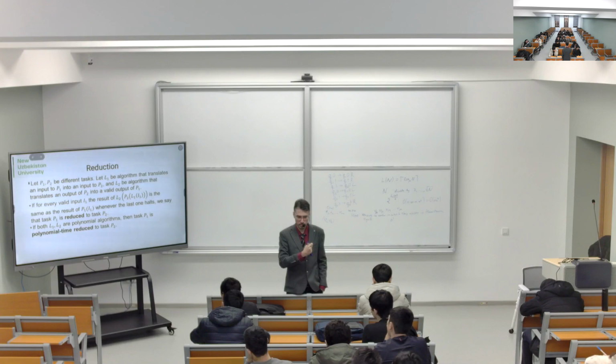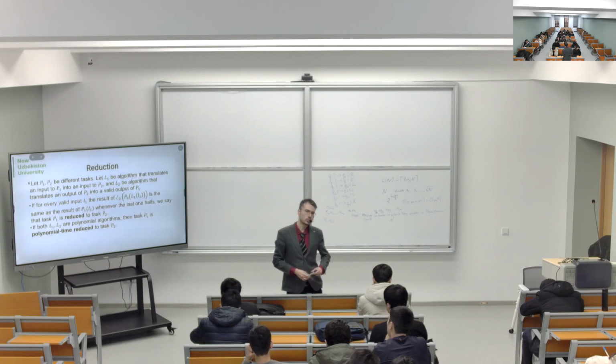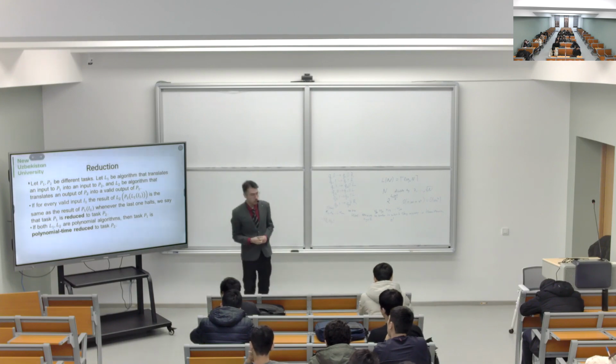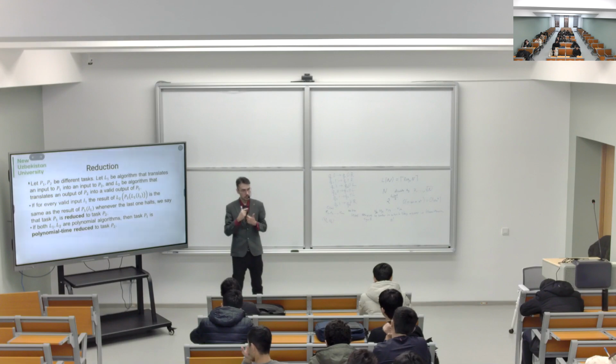Okay? If the time complexity of L1 and L2 is less than the time complexity of P2, then we can say P1 is not harder than P2. That's the whole point. So we need some formalization to use other tasks. So we proved that we have one non-deterministic polynomial task, which is Hamiltonian cycle. We already know one task.